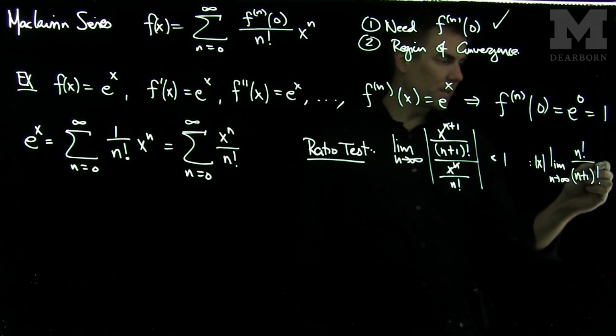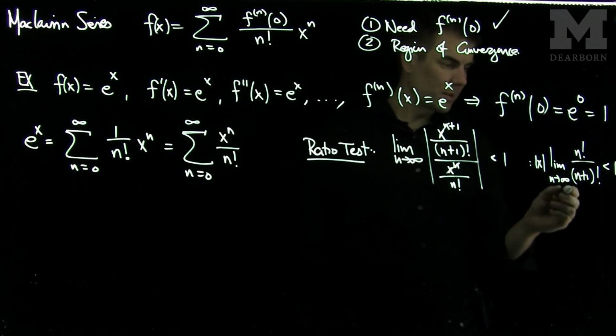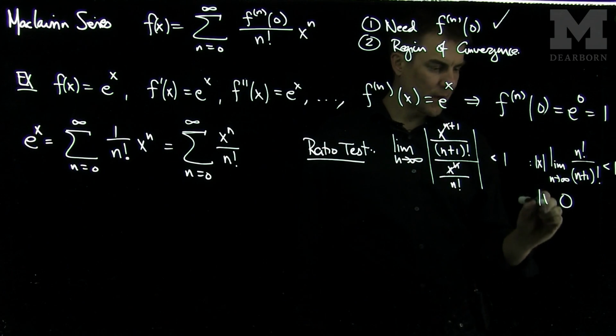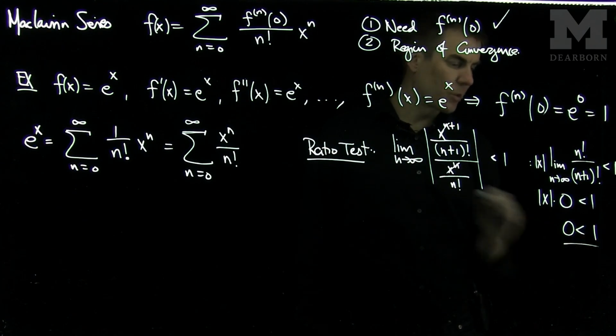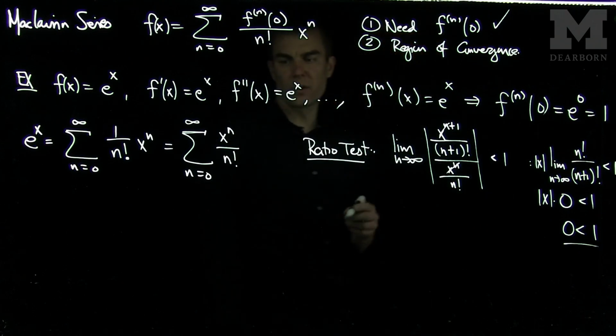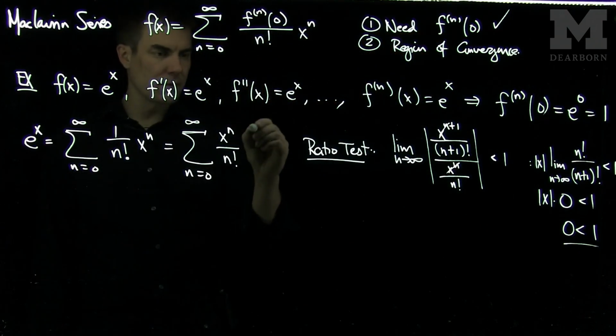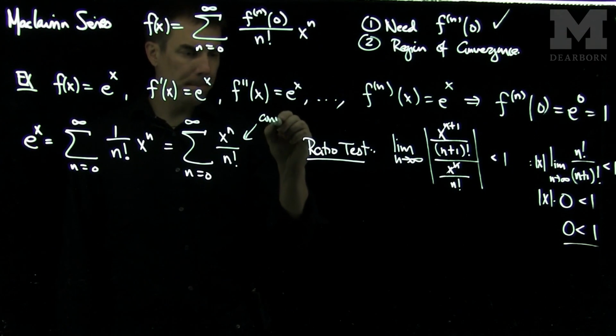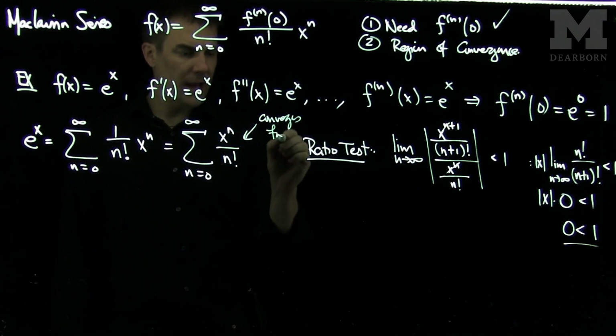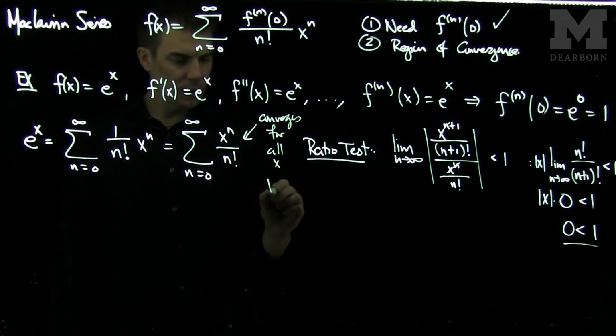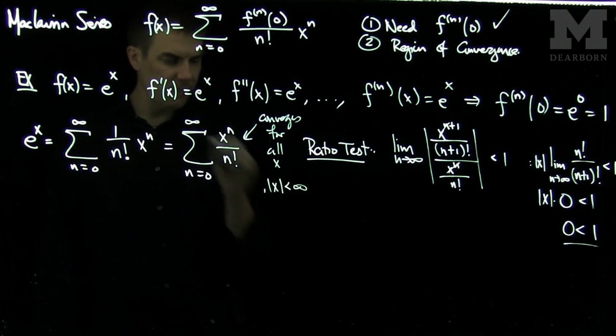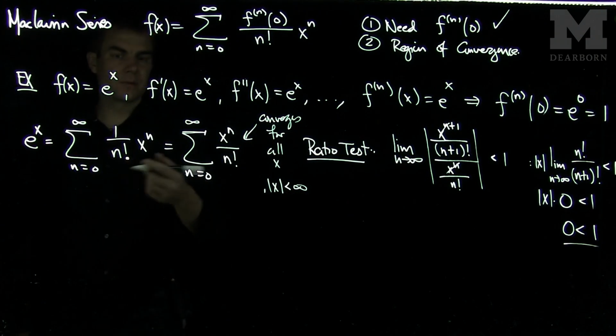So I need this limit to be less than 1. Well, this limit is equal to 0 no matter what x is. So I have x times 0 less than 1. And so that just says I need 0 less than 1, and this is always true. So the range of convergence for this is all real x. So this converges for all x. Or sometimes you're going to write absolute value of x less than infinity. So that's the Maclaurin expansion for e to the x.